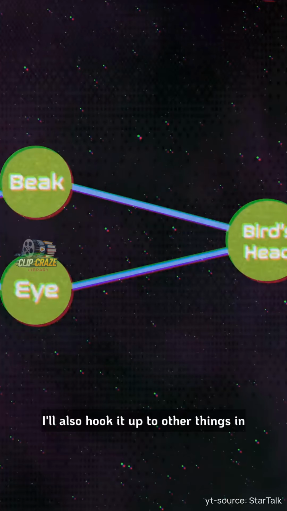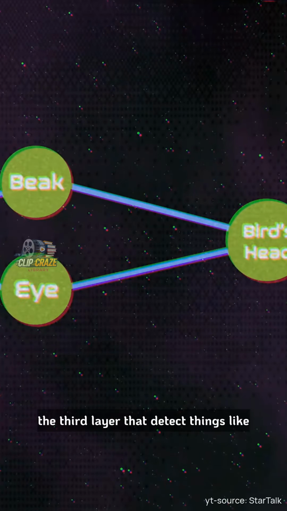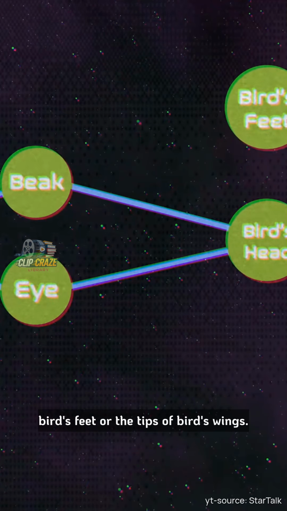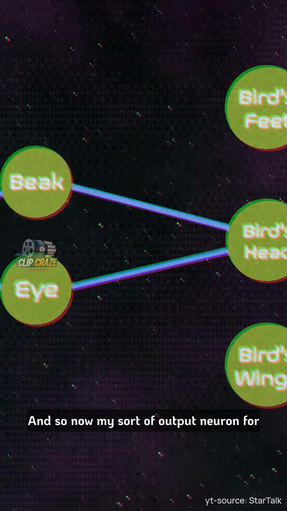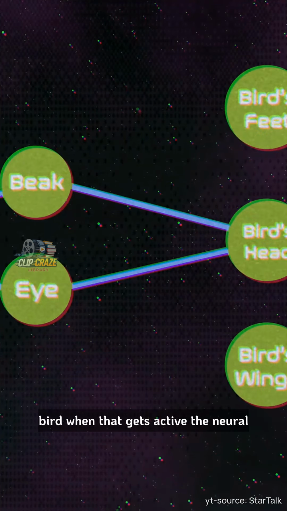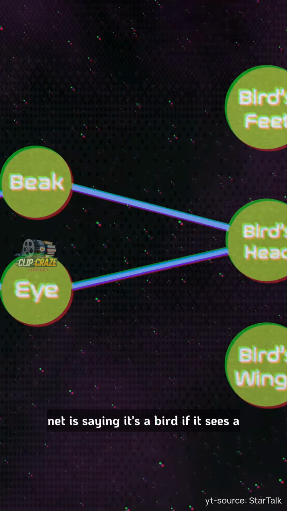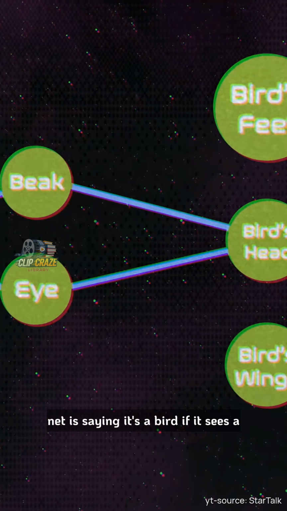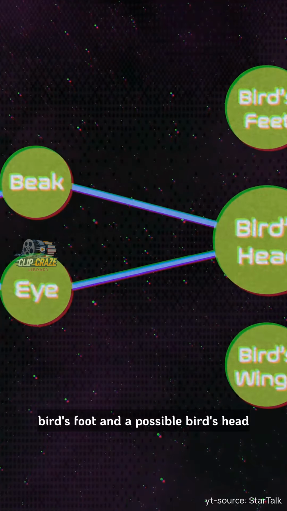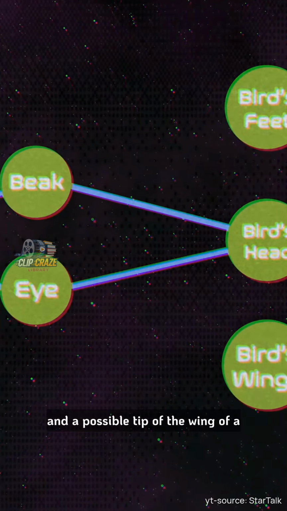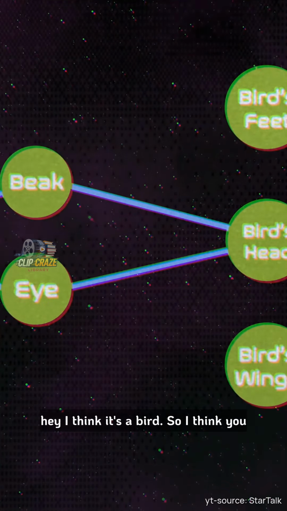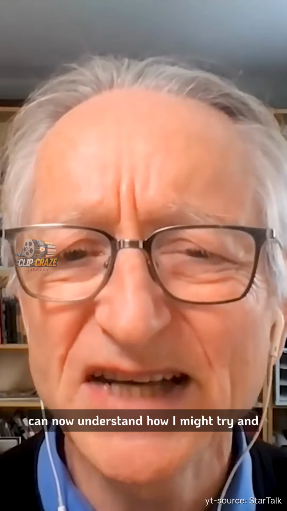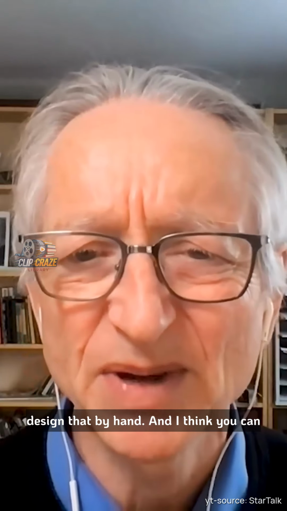But I'll also hook it up to other things in the third layer that detect things like birds' feet or the tips of birds' wings. And so now my output neuron for bird, when that gets active, the neural net is saying it's a bird. If it sees a bird's foot and a possible bird's head and a possible tip of the wing of a bird, it'll get lots of input and it'll say, hey, I think it's a bird. So I think you can now understand how I might try and design that by hand.